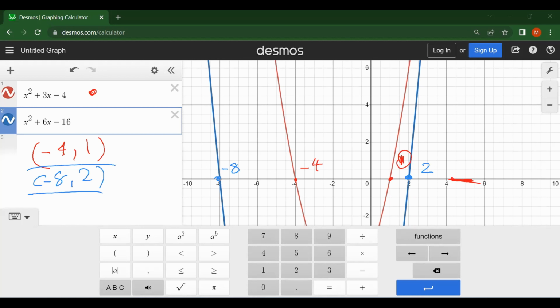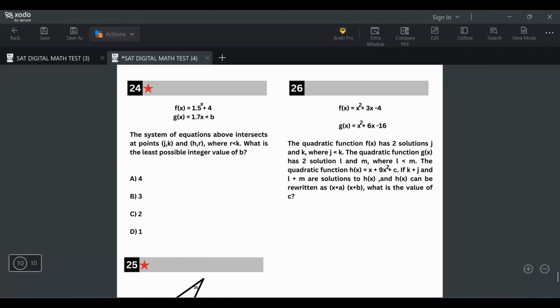Now, let's get back to our question. We know the solutions for f of x are the following ones. I think they were negative 4 and 1, and for g of x, negative 8 and 2, right? Yes, great.